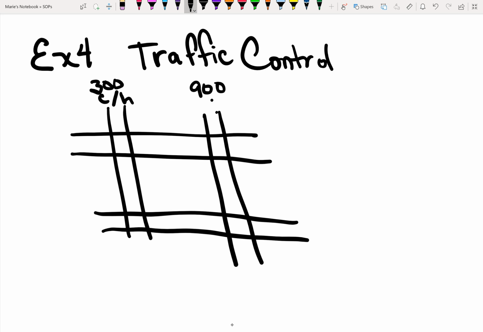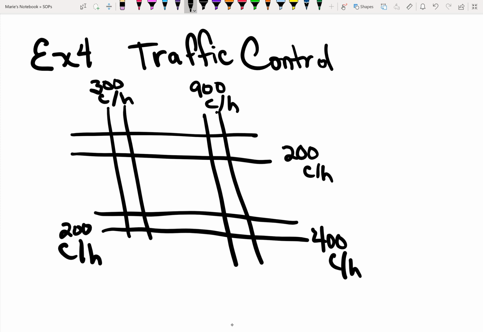This is 900 cars per hour. Going this way, you have 200 cars per hour. This is 400 cars per hour. This is 200 cars per hour. This is 700 cars per hour. They refer to this as intersection 1, so I'm going to put I1. This is I2. This is I4. And this is I3.